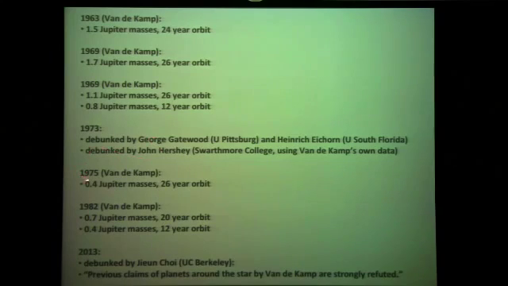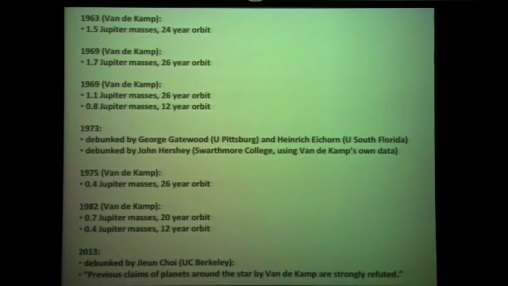He said in 1975, there's only 1 planet, but it's smaller. It's only 40% the mass of Jupiter in a 26-year orbit, and by this point, nobody's paying any attention. It's embarrassing. Okay? In 1982, he revised it again. He said, there are 2 planets, 0.7 Jupiter masses in a 20-year orbit and 0.4 Jupiter masses in a 12-year orbit. At that point, the planets pretty much went away. Van de Kamp didn't do any more work on it.